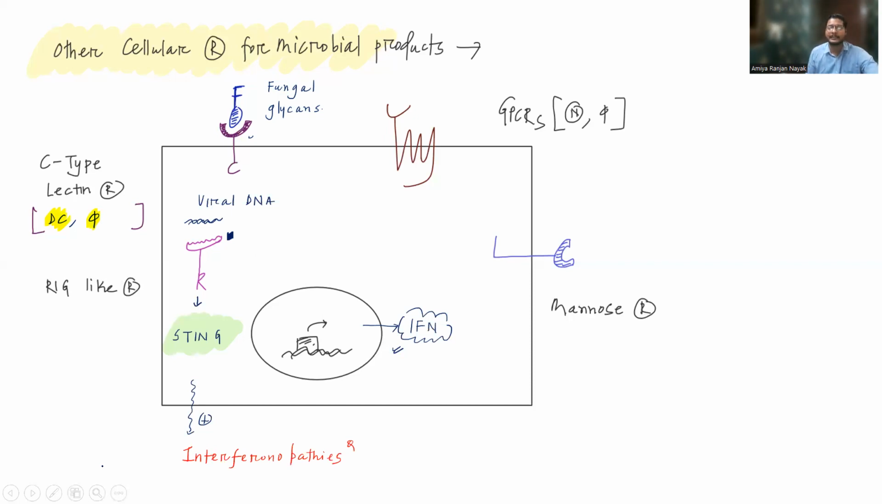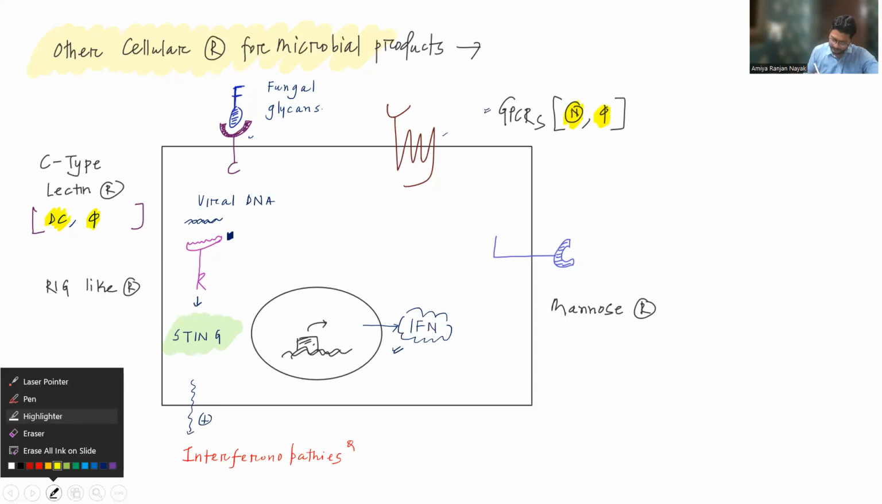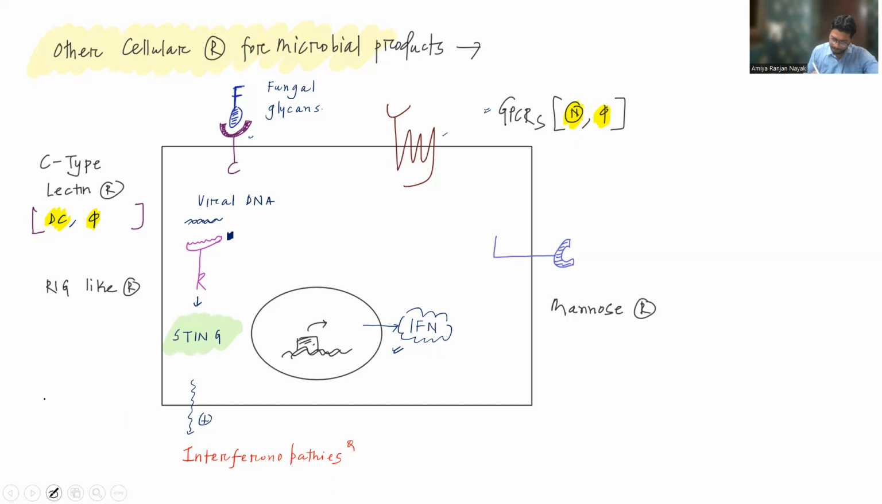Now coming to the next type of receptor, these are G protein coupled receptors. As we all know, G protein coupled receptors are 7 transmembrane receptors. These G protein coupled receptors are described for neutrophils and macrophages. And these receptors are going to identify the N-formyl methionine residues.